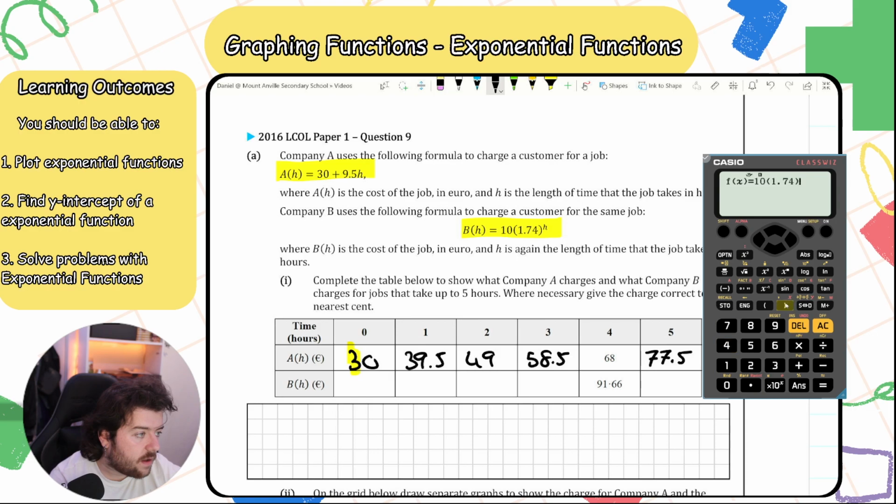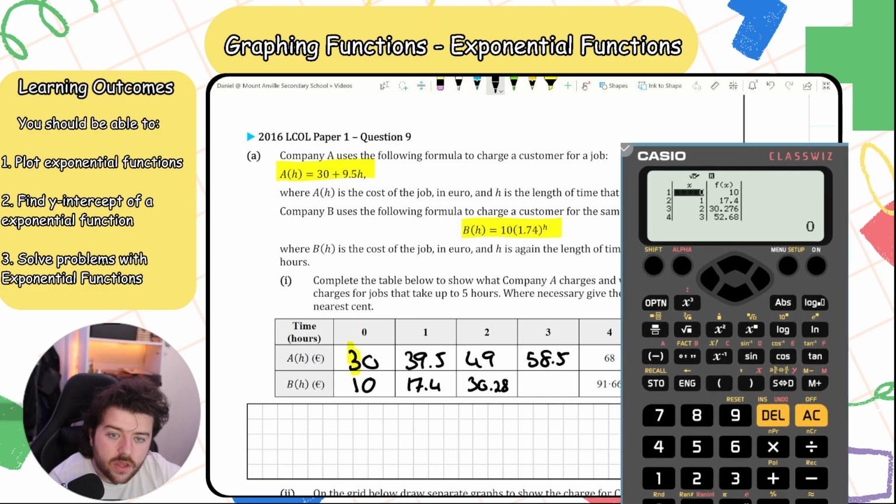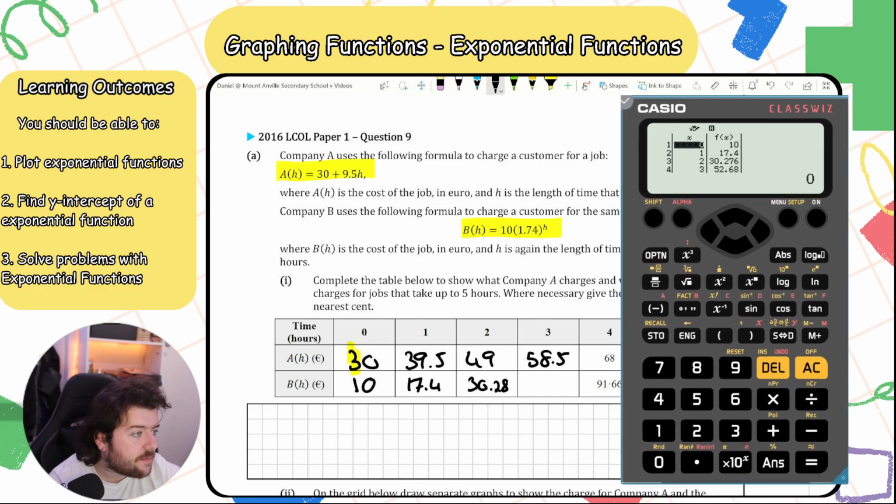1.74 to the power of H. Again, we don't have H's, so we're going to do X. Starting at 0, ending at 5, going up in ones. So company B charges you €10 for 0 hours work. After 1 hour, they charge $17.40. After 2 hours, they charge €30.28. Sorry, I'll make this a little bit bigger.